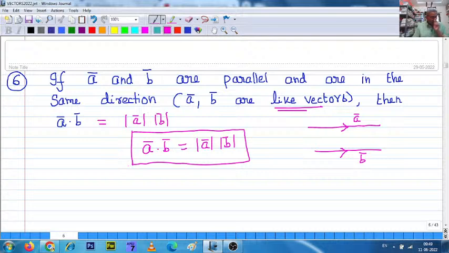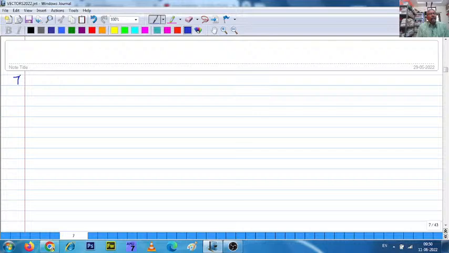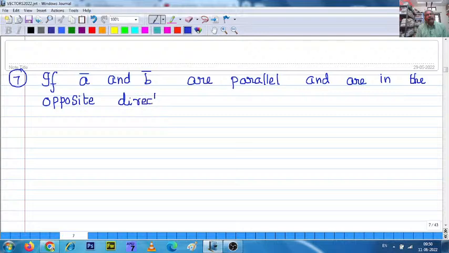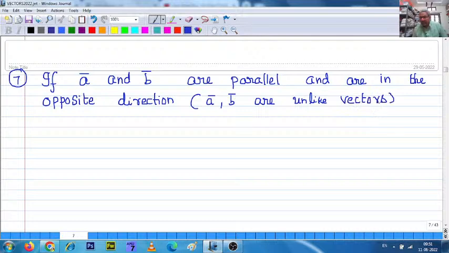Srinu, welcome. Right. And moreover, if a bar and b bar are parallel, but their directions are opposite, that means a bar, b bar are unlike vectors, not like vectors. Then what do you say about a dot b?